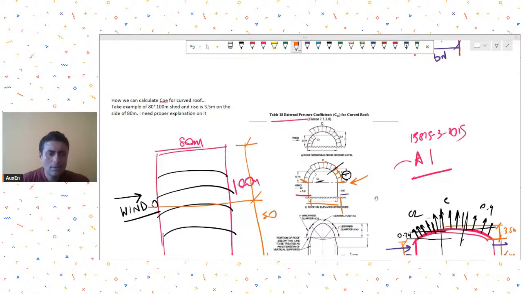Okay, let me see what he has shared on WhatsApp. Yeah, so he has put this image.